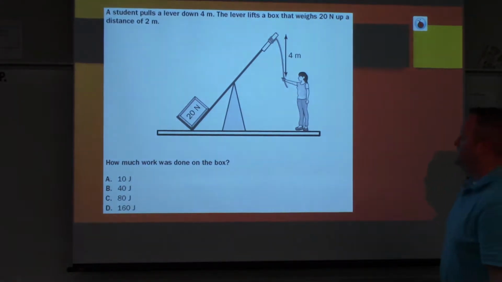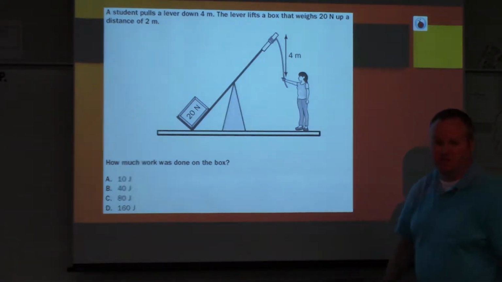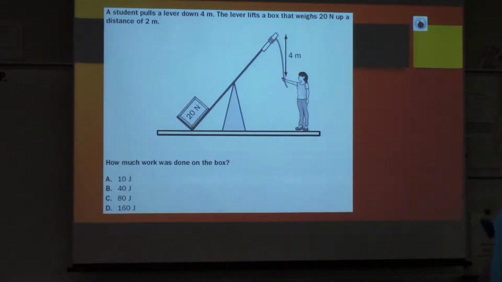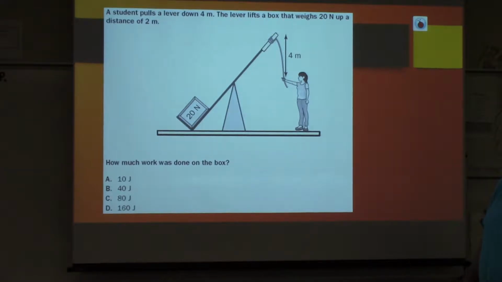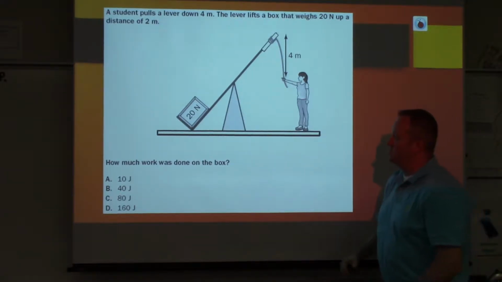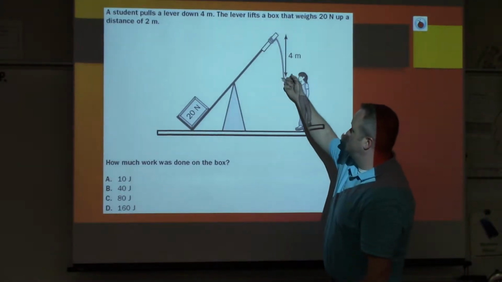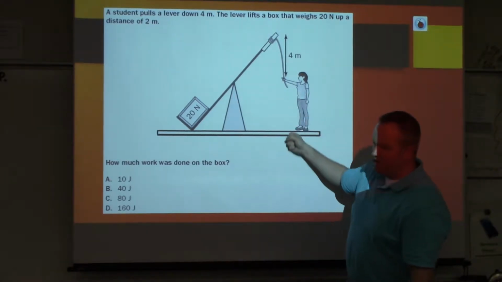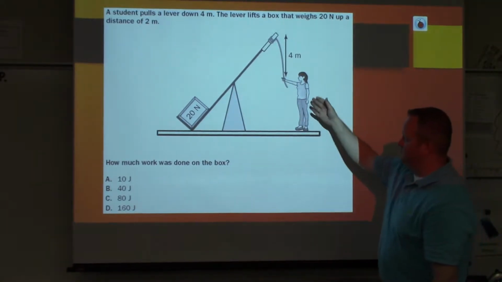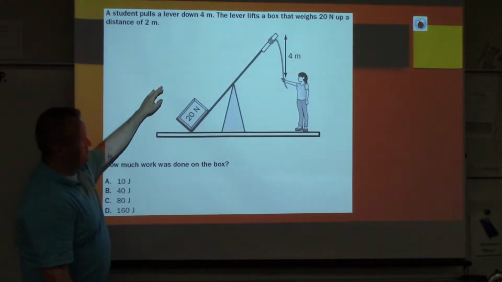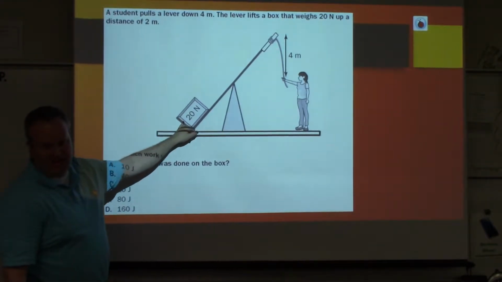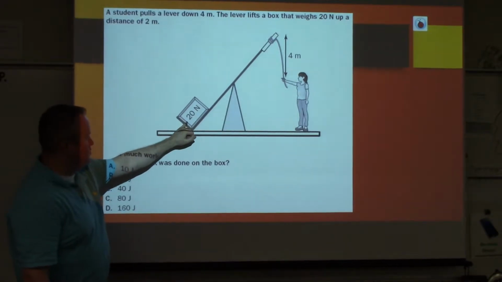In this example, we see an illustration of a simple machine. The statement above says a student pulls a lever down 4 meters. The lever lifts a box that weighs 20 newtons up a distance of 2 meters. So what's happening is she's pulling this rope down. She's going to pull it a total distance of 4 meters. The box is only going to move 2 meters. However, the box has a weight of 20 newtons.